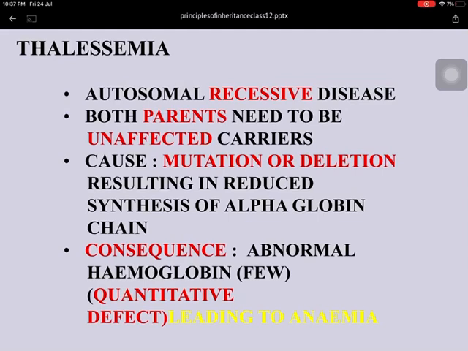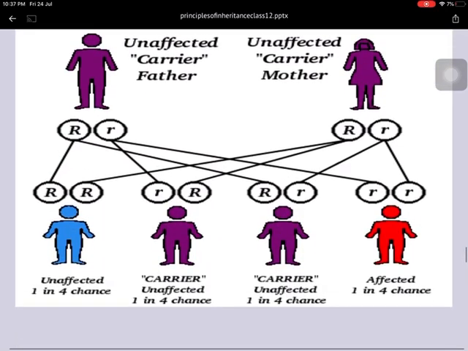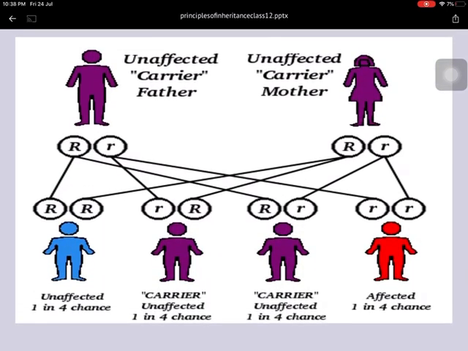What is the cause? Mutation or deletion of the gene affecting synthesis of the alpha globulin chain. What is the consequence? Abnormal hemoglobin, that is, a very small amount of hemoglobin is produced. So it is related with a quantitative defect, leading to anemia. This is the sketch to show alpha thalassemia, how it is transferred from parent to offspring. An unaffected carrier father and unaffected carrier mother transfer it to their offspring.